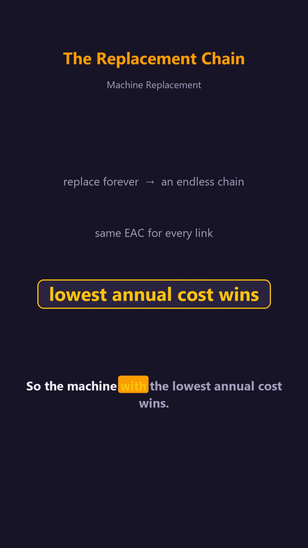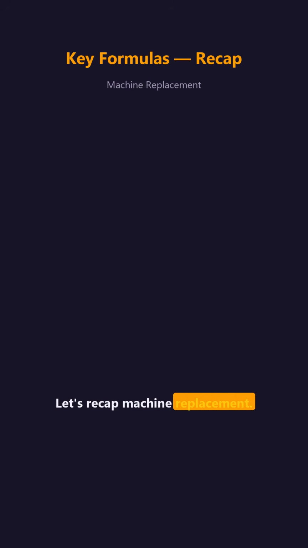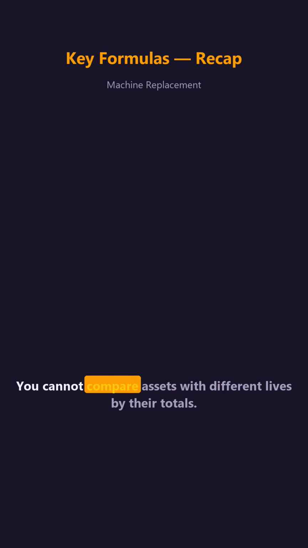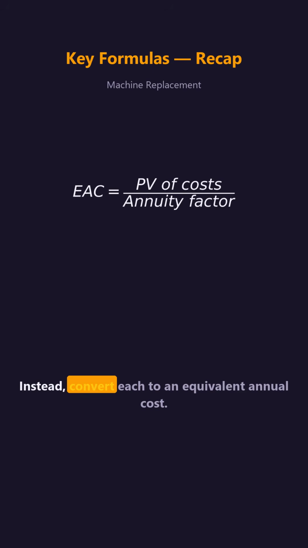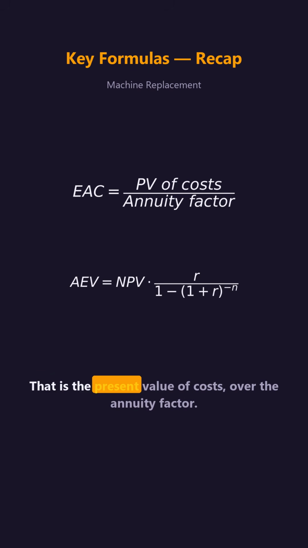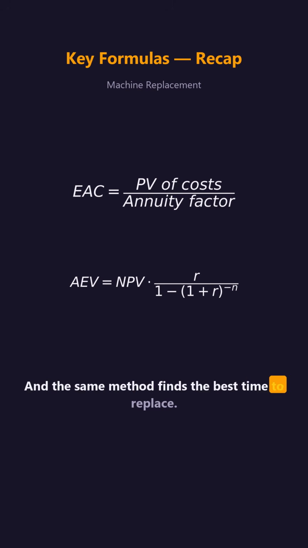So the machine with the lowest annual cost wins. That is the fairest way to compare different lifespans. Let's recap machine replacement. You cannot compare assets with different lives by their totals. Instead, convert each to an equivalent annual cost. That is the present value of costs over the annuity factor. The asset with the lowest annual cost is the best choice. And the same method finds the best time to replace.